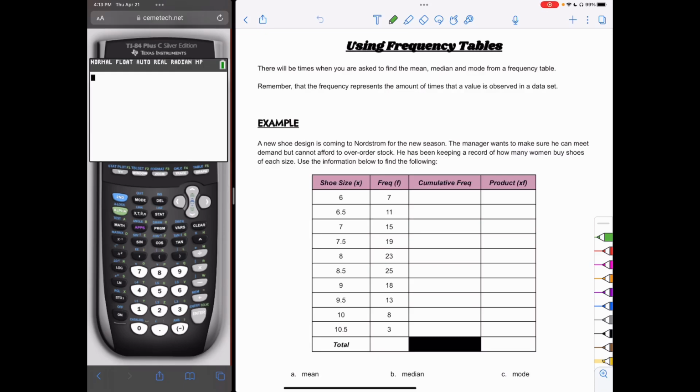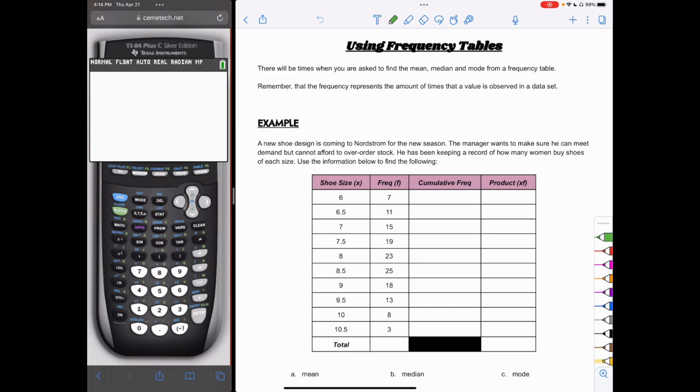Hi, today we're going to talk about using frequency tables. There will be times when you will be asked to find your measures of center from a frequency table. And you have to remember that frequency represents the amount of times that a value is going to be observed in a data set. Basically, your frequency is going to tell you how many times you are going to write a number out if you were to write everything out in a list.